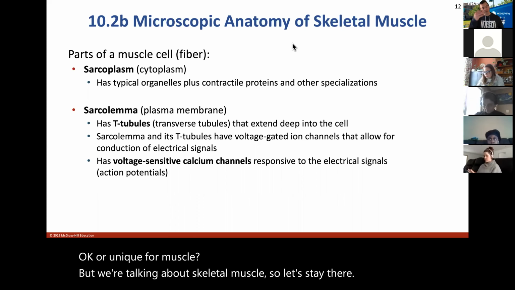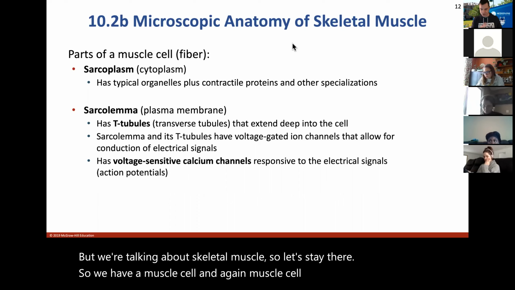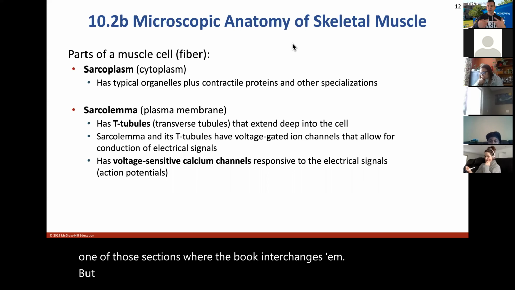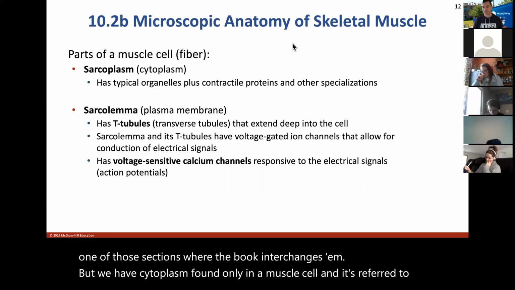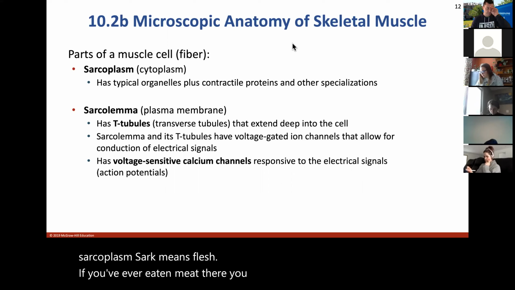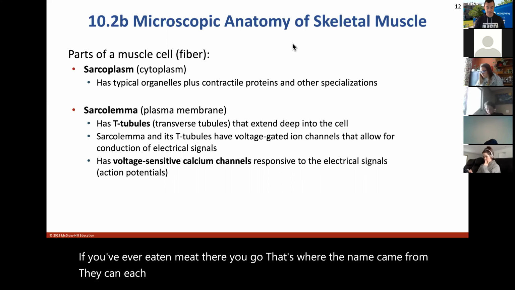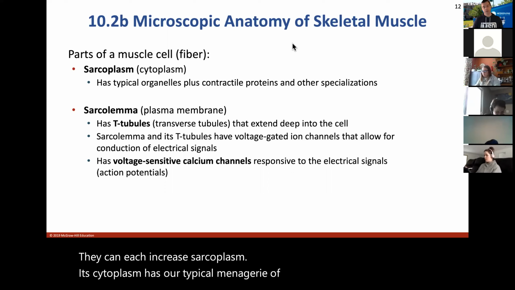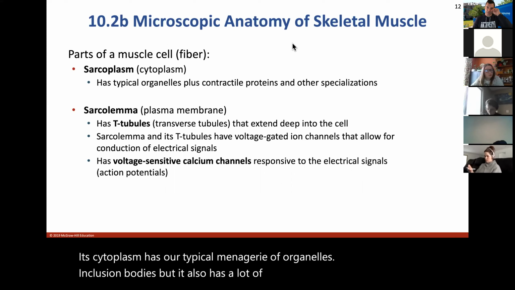So we have a muscle cell, and again, muscle cell, muscle fiber. I think this is one of the sections where the book interchanges them. Okay, but we have cytoplasm found only in a muscle cell, and it's referred to as sarcoplasm. Sarc means flesh. If you've ever eaten meat, there you go. That's where the name came from, like in ancient Greece. Sarcoplasm. It's cytoplasm. Okay, has our typical menagerie of organelles, inclusion bodies, okay, but it also has a lot of other specialized, contractile proteins. Obviously, it's contracting, for God's sakes.